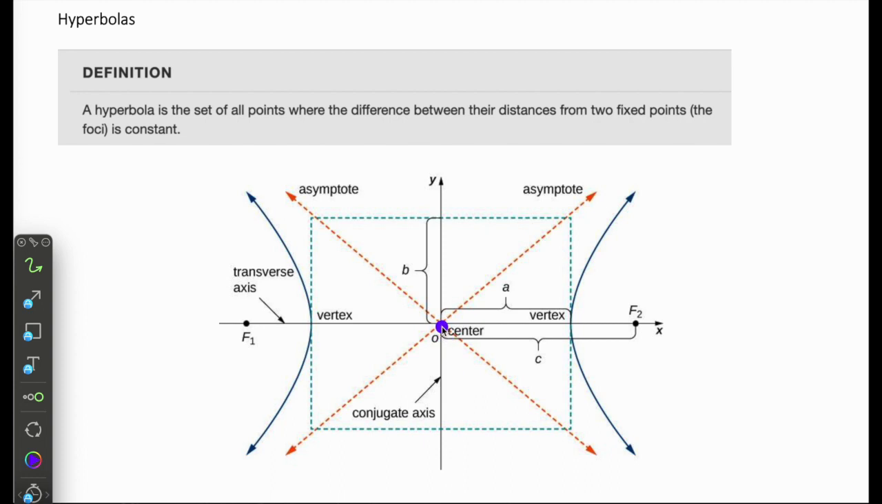Now, the asymptotes are going to be based off of our values of a and b. This axis right here is the major axis that runs between the two vertices. Here's one vertex, here's the other vertex. This is not just called the major axis, it's also called the transverse axis. And then here's the minor axis that runs up this way, and that's also called the conjugate axis.